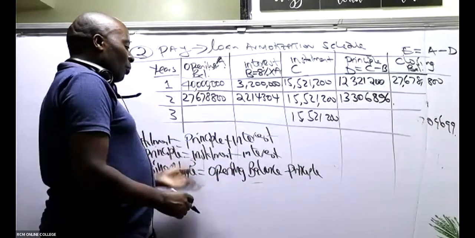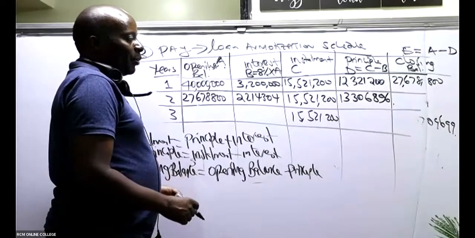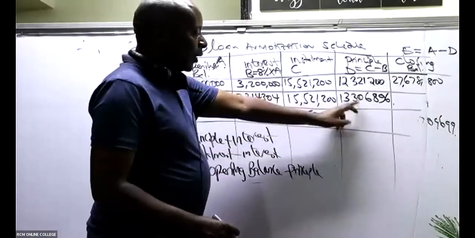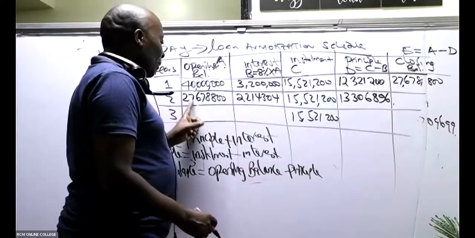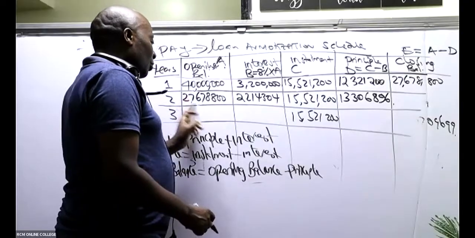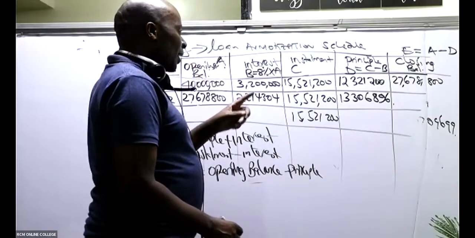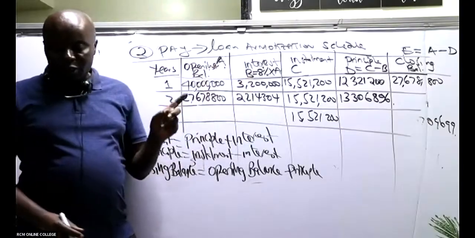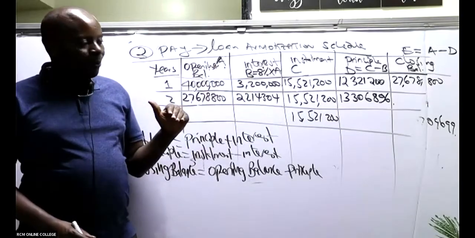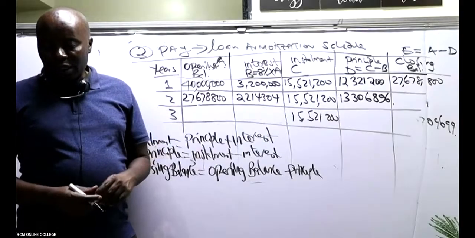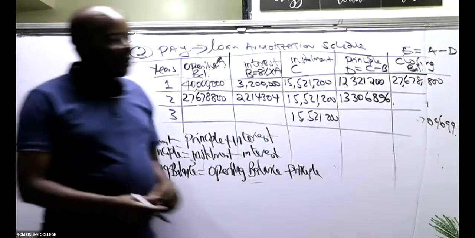Closing balance, you take the opening balance minus the principal. So the figure that you have there in your calculator, you simply say the opening balance minus that answer, and you should be able to give us the closing balance for year 2. And we are almost finishing now, which according to Mumbi, it's 14,371,904.